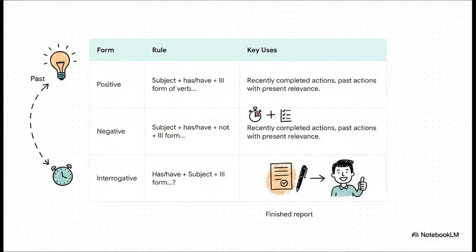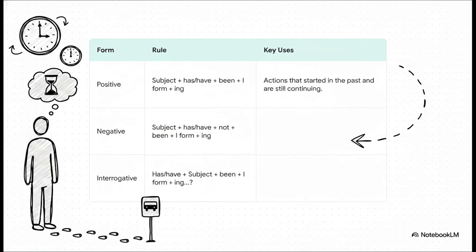Okay, the present perfect. This one is a really cool tool. Think of it as a bridge connecting the past to the present. It talks about something that happened in the past, but it has a real impact on right now. The formula is has or have plus that third verb form. So if you say, I have lost my keys, it means you lost them in the past and you still can't find them now.